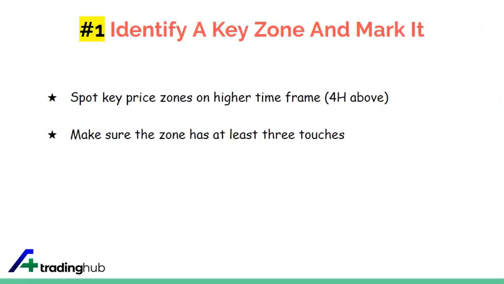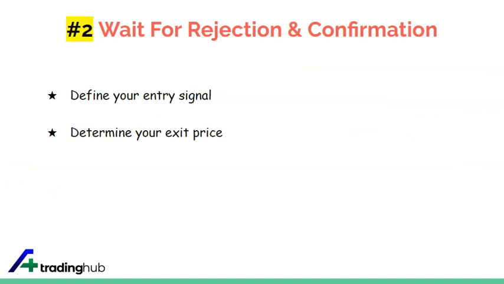So let's go back. The second thing you need to do is wait for rejection and confirmation. When you spot this key price zone, you don't just jump in to take a trade because price has approached your key turning point. You need to wait to get some entry signals. Your entry signals can be maybe a moving average crossover, maybe RSI below 25 or 30, or maybe RSI above 70 or 75.